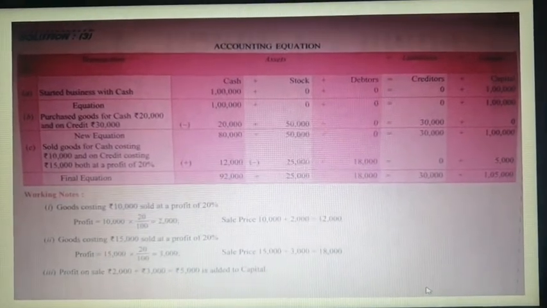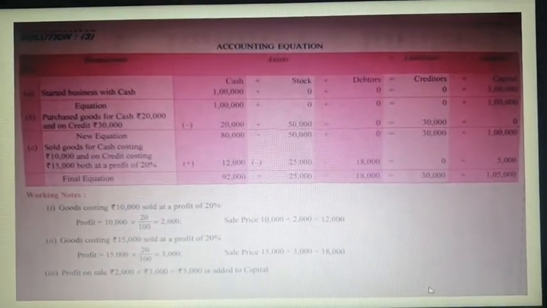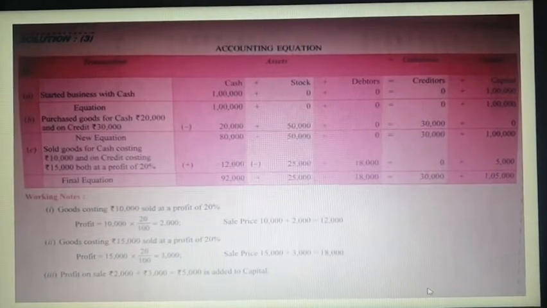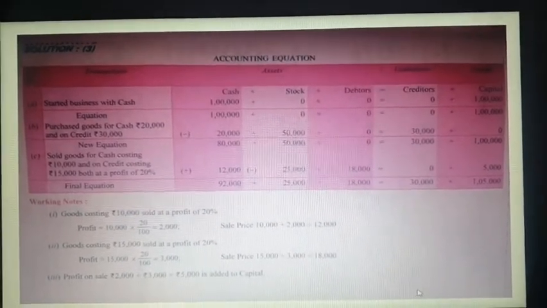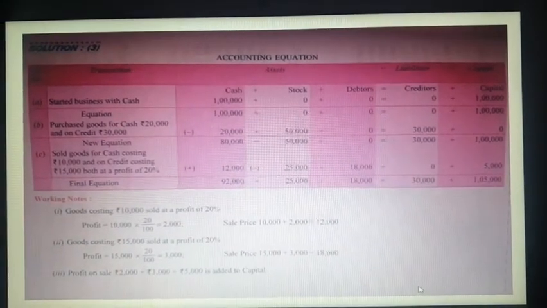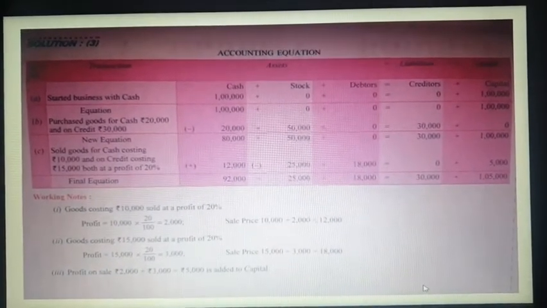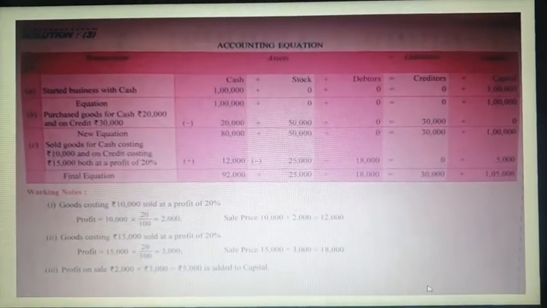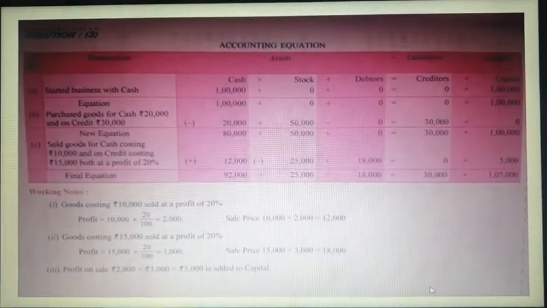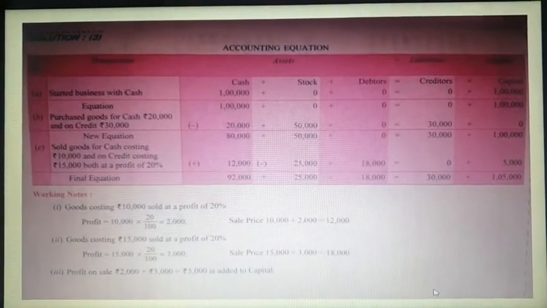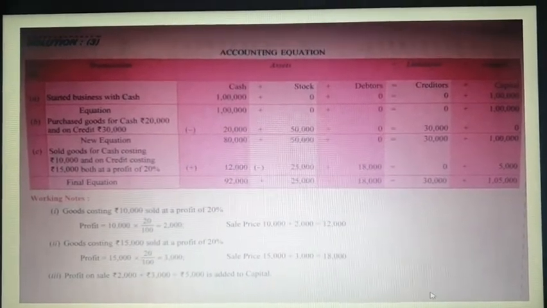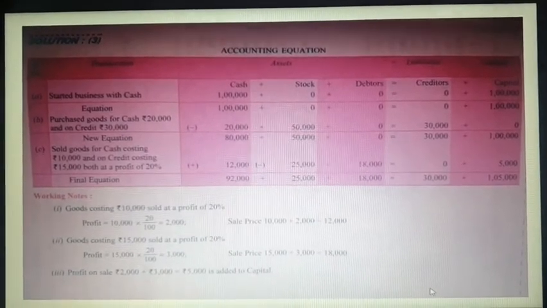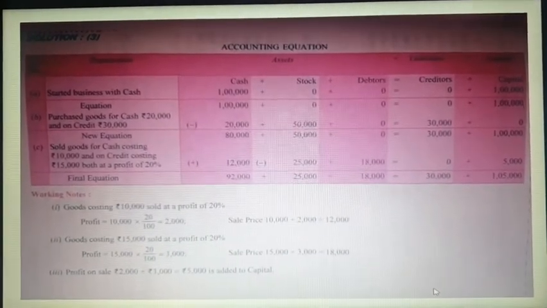So at the last, when you see the total of asset, that is cash, stock and debtors, 92 plus 25 plus 18, it is equal to liability plus capital, that is creditor plus capital. The total of both sides is 1,45,000. So after every transaction your asset equals liability plus capital, and at the last, when the final equation comes, your asset is also equal to liability plus capital. Thank you so much.